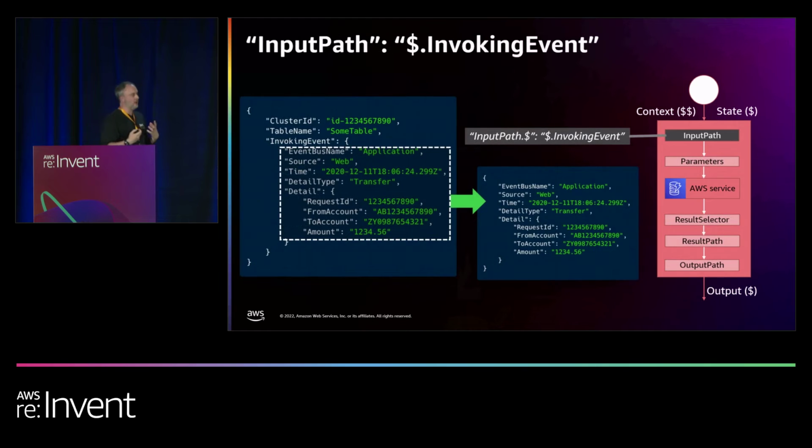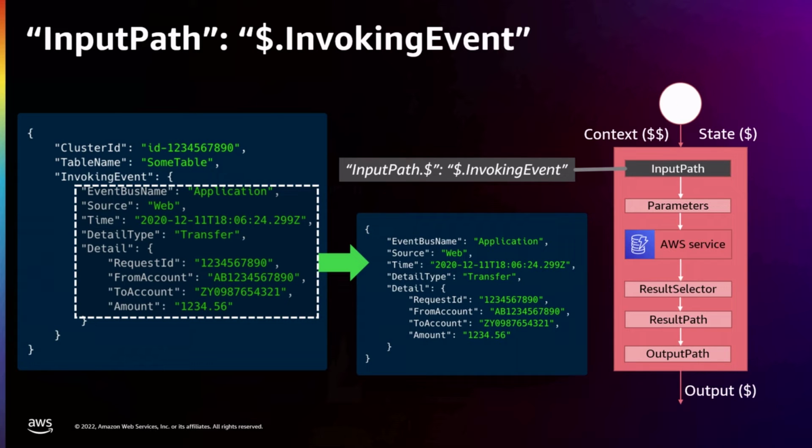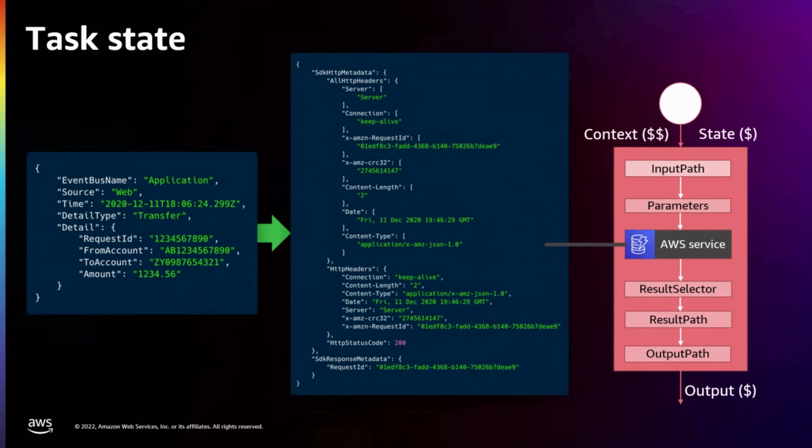So let's say I invoke my workflow, and this is my inbound event, but I only really want to pass everything inside this white box to the actual DynamoDB call that I'm going to make, right? So then, in my input path, I do input path $, and then I do $.invoking event. So I'm saying everything inside the object called invoking event is what I want to use on my next call to the AWS service. So that's used in the call.